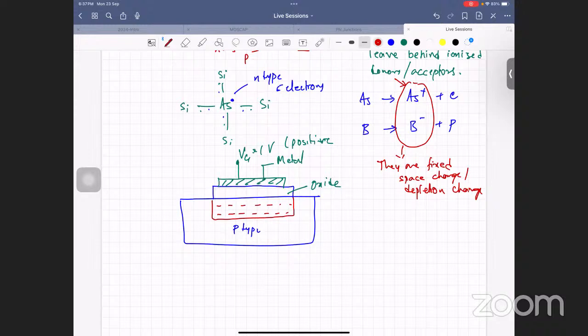So this is basically a depletion region. Understood? Because this region under the gate is depleted of free carriers. Agreed?